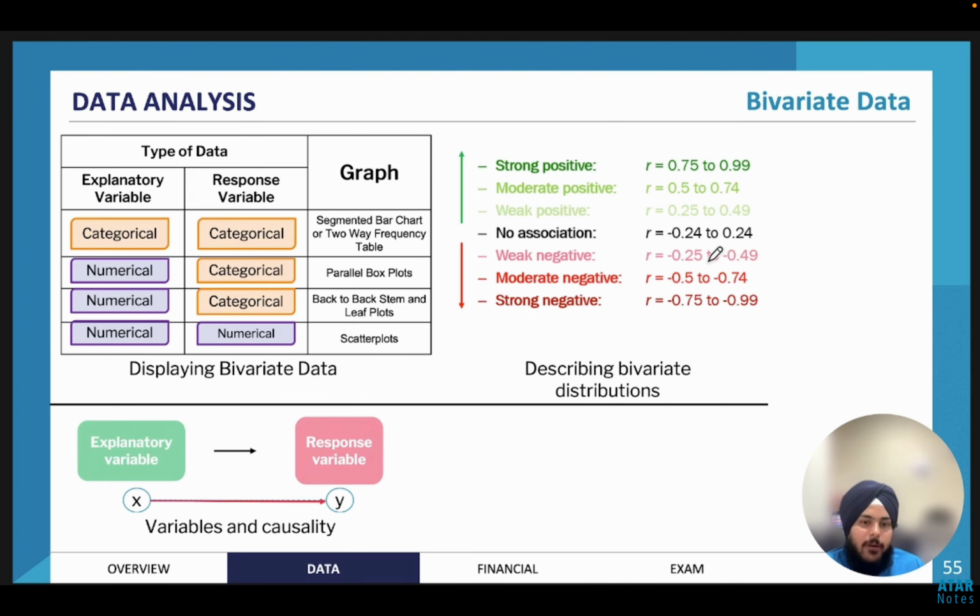So here is a little bit of a summary of bivariate data analysis, looking at the different ways of representing bivariate data in terms of the types of variables, looking at how to interpret Pearson's correlation coefficient in terms of interpreting the shape or the direction, strength, and linearity or non-linearity of a particular scatter plot, and also looking at the concepts of causation and correlation.